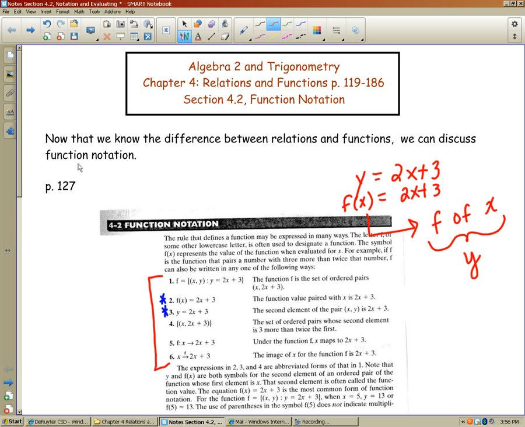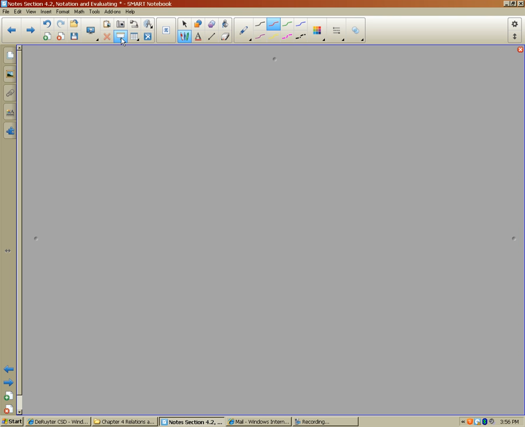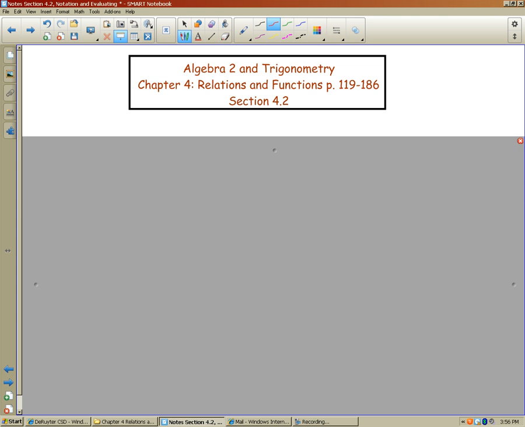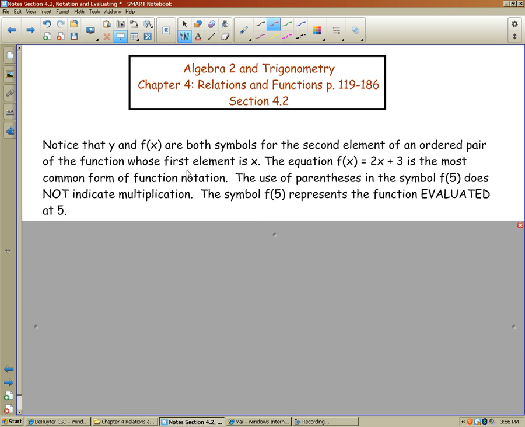Next page. Okay, so what I just said was y and f of x are both symbols for the second element of an ordered pair, of course, that means y, of the function whose first element is x. So f of x equals 2x plus 3, which I just said on the previous page, is the most common form of function notation.